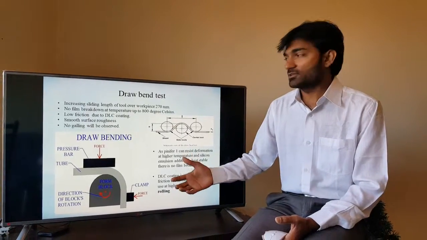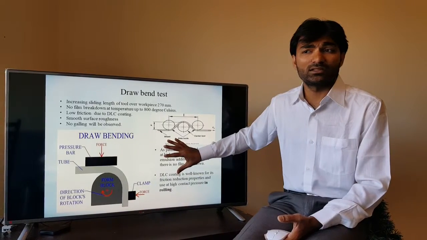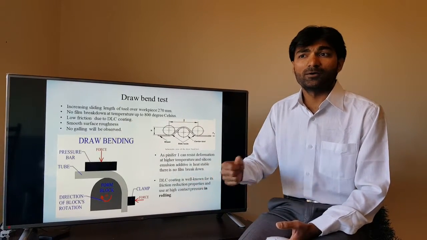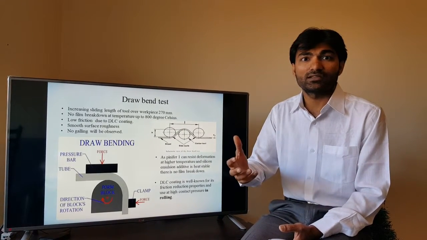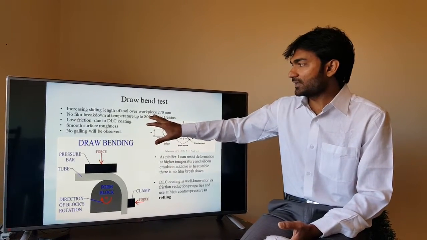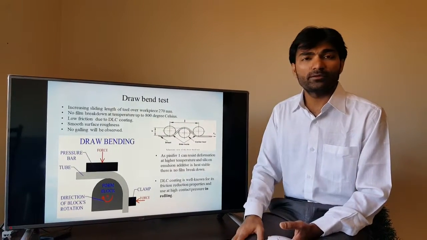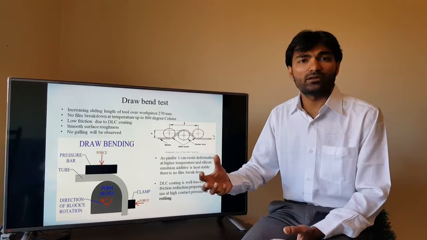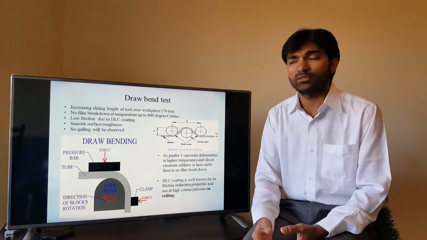This rise in temperature is about 800 degrees Celsius, but the combination can withstand about 850 degrees Celsius because we are using silicone emulsion as an additive, which can withstand a temperature of about 850 degrees Celsius. So the combination would increase the sliding length up to 270 mm, and there would be no film breakdown. Taking all the properties of the lubricants, we can obtain smooth surface roughness and there would be no galling.